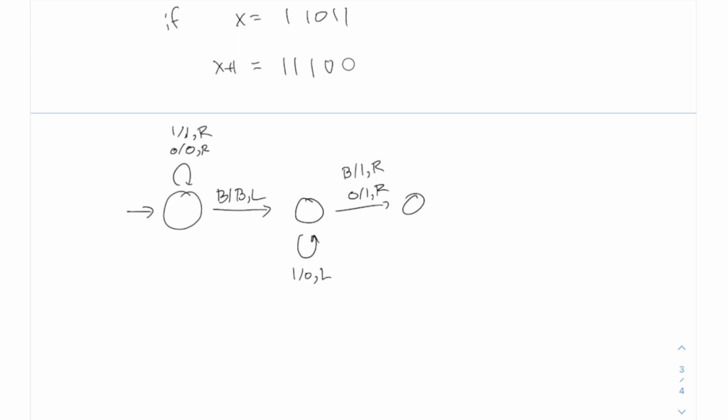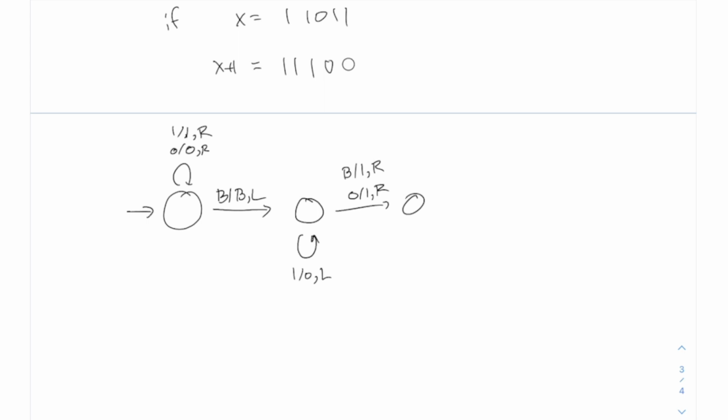Anybody have an idea? Why is that necessary? Yeah, if you carry all the way and you have to make a new digit at the end, that new digit will go into a space which used to be blank. And so this is necessary to put right there. All right, great. So this is actually maybe simpler than it seemed like it was going to be. This is the Turing machine which adds 1.